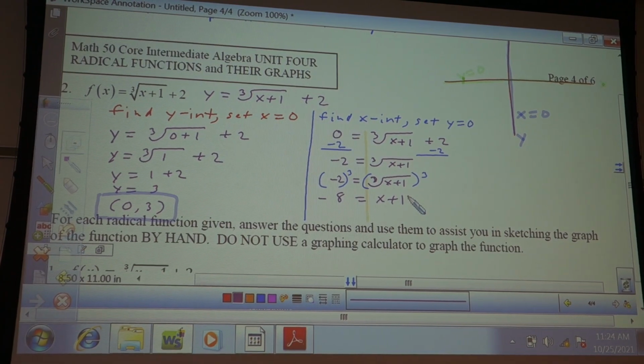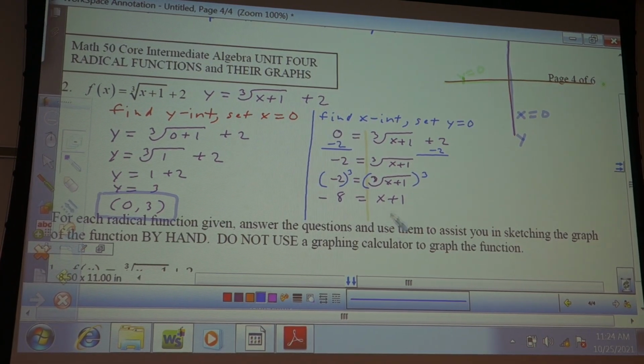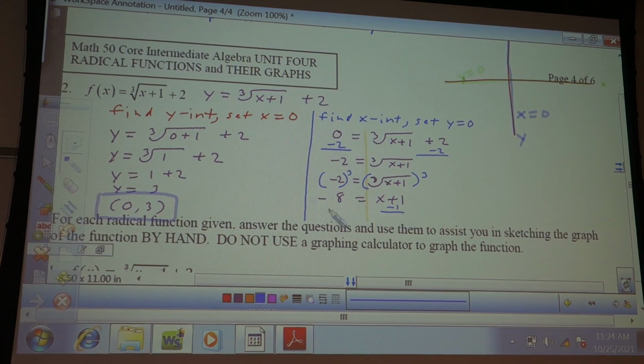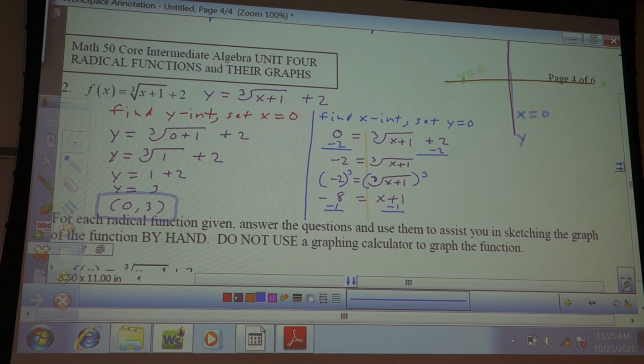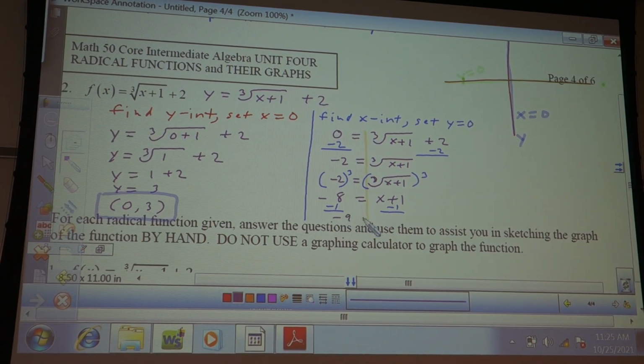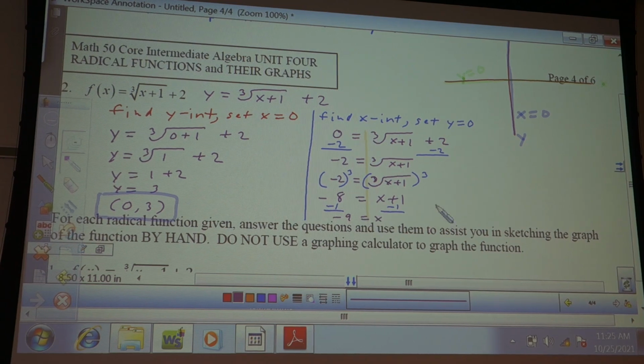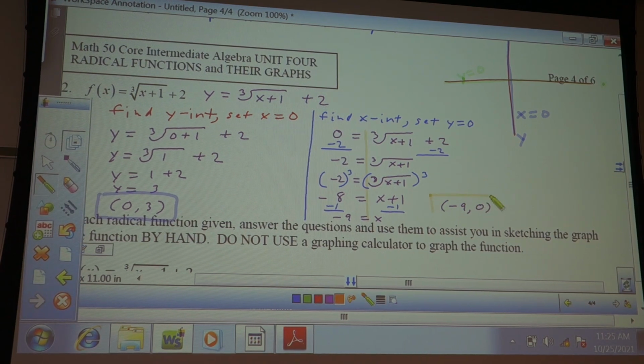Okay. So then we're going to subtract 1 from both sides. And our final answer will be -9 equals x. So it's going to be -9, comma 0. That is our answer.